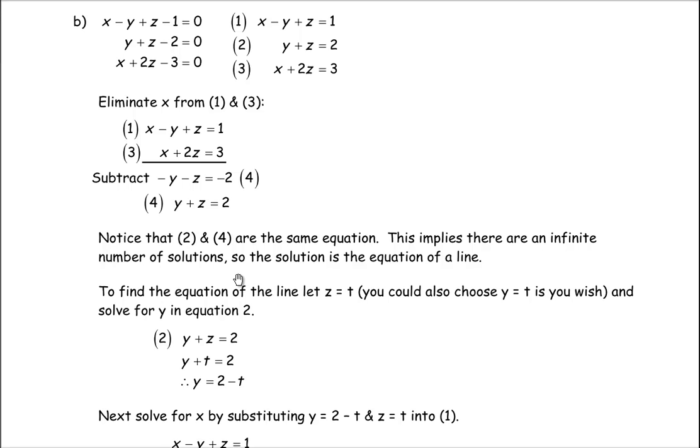So I'm going to put t in place of, so here's my y plus z equals 2. I'm going to put t in place of z and solve for y. So we bring the t over, and y would be equal to 2 minus t. So that's the parametric equation for y in this line of intersection.